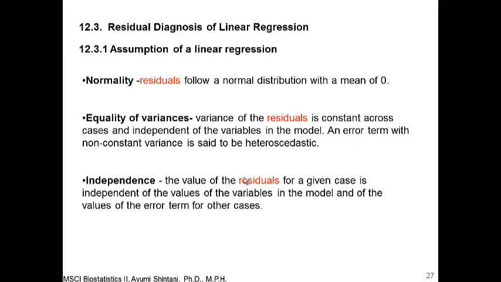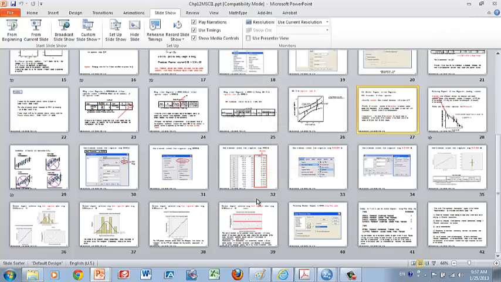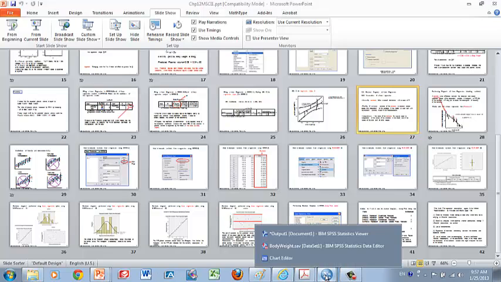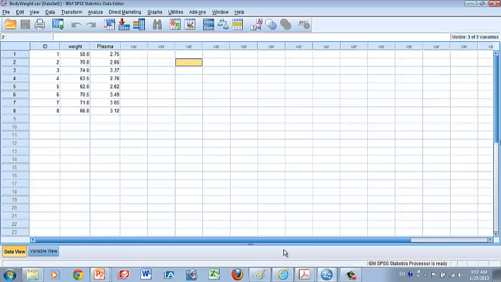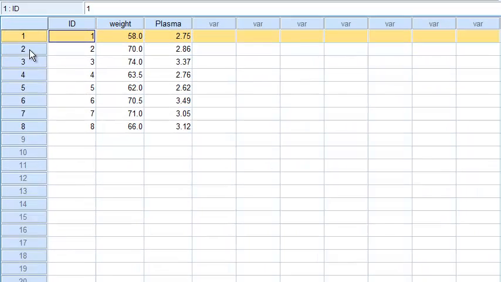And the last one is independence. When you do linear regression, you need to make sure each data point is independent. So let's go to SPSS and the data set. A quick way to examine independence is to just eyeball your data.